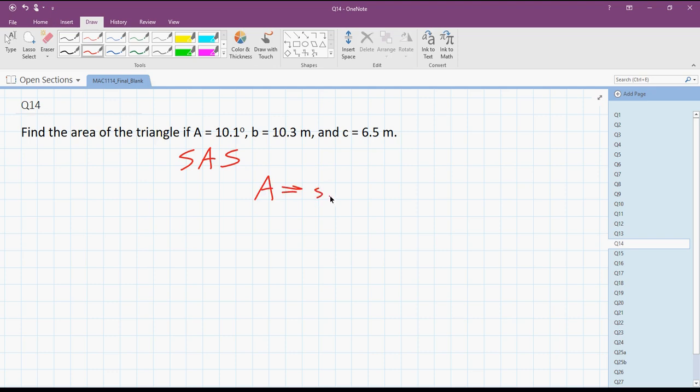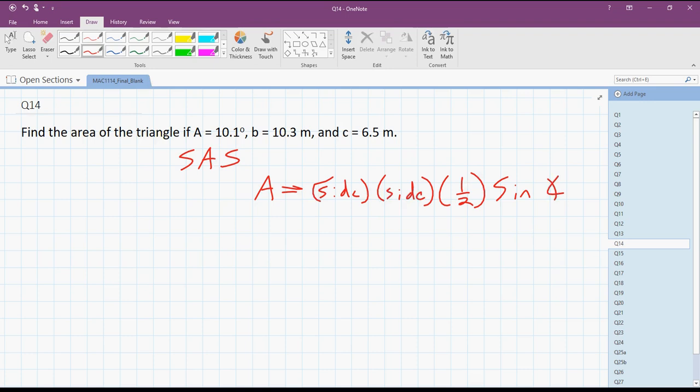Area is equal to your side times your side times a half times sine of whatever the angle is. That's pretty much how that formula all paired out. Your two sides times a half times the sine of the angle between them.